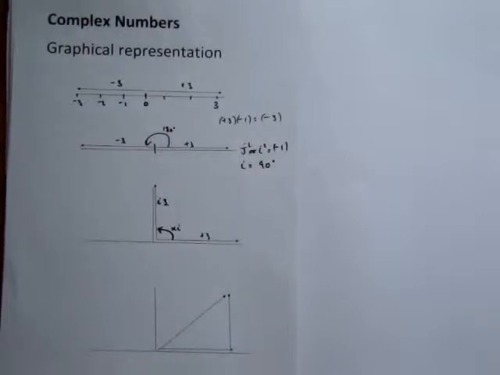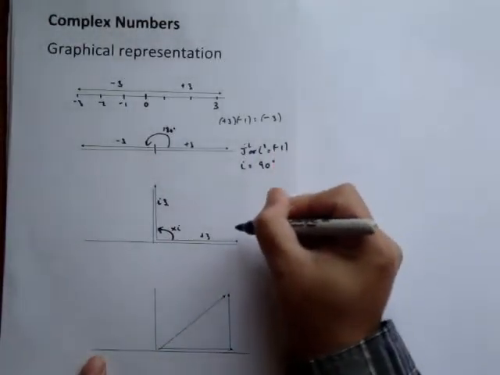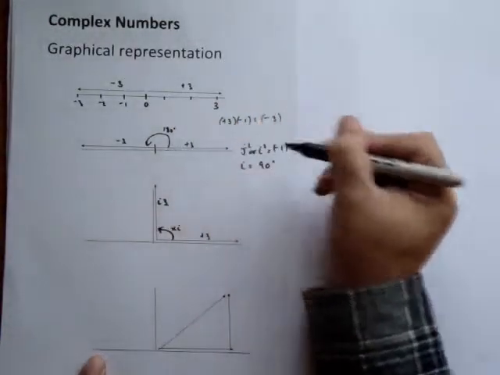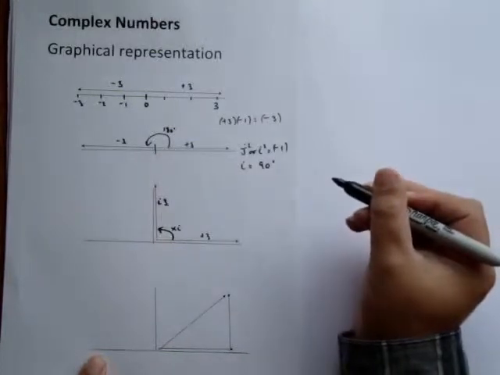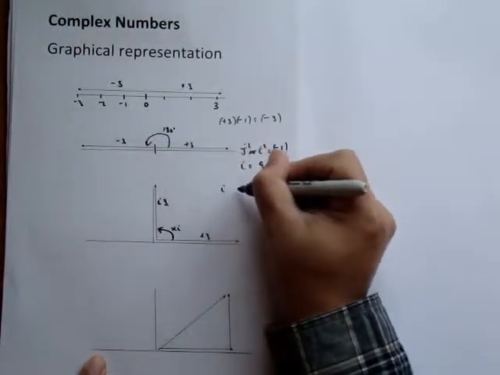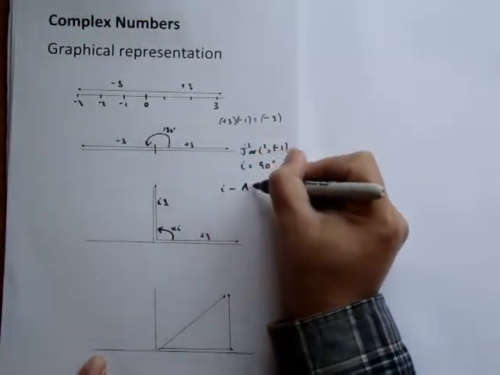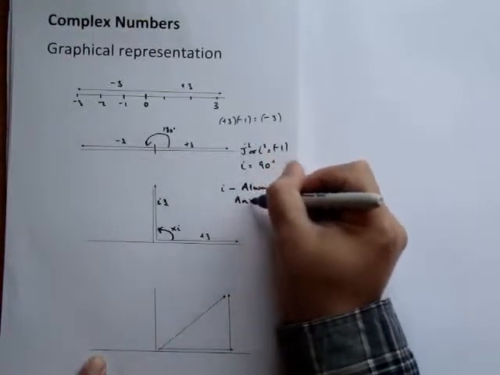The i factor always turns the vector through 90 degrees. So this is a vector. It always has direction and magnitude. And i is always anti-clockwise.